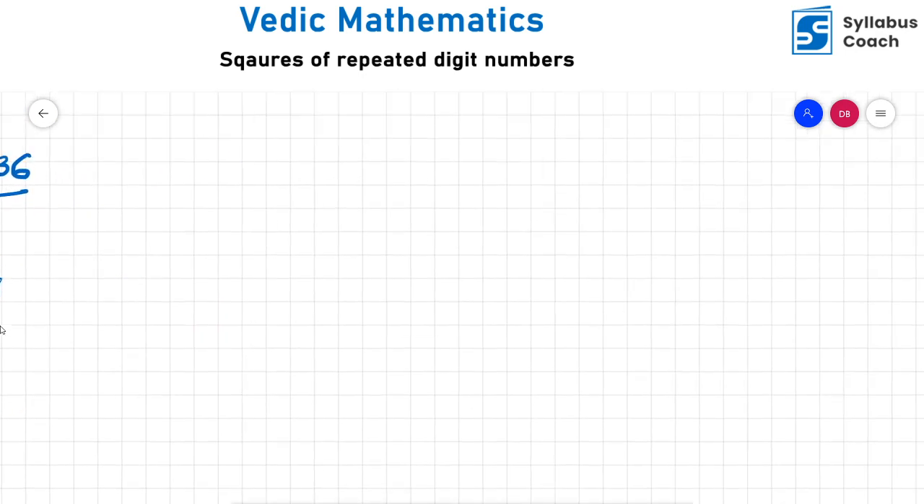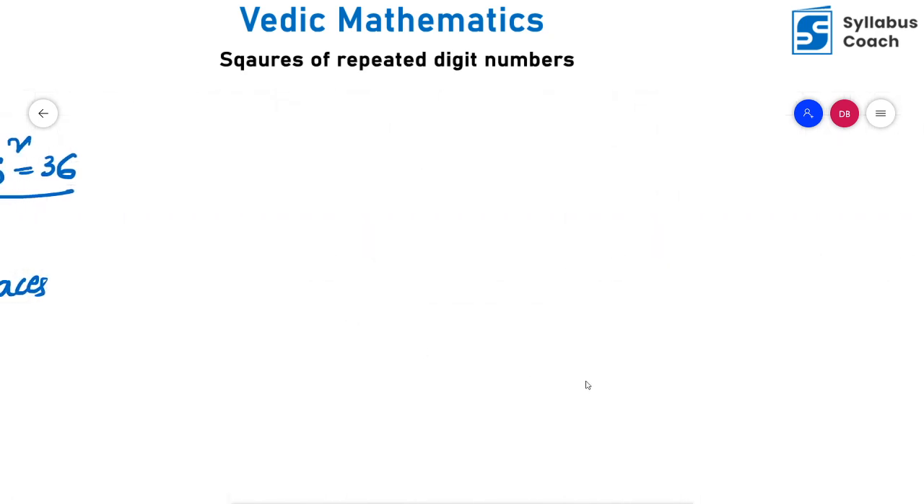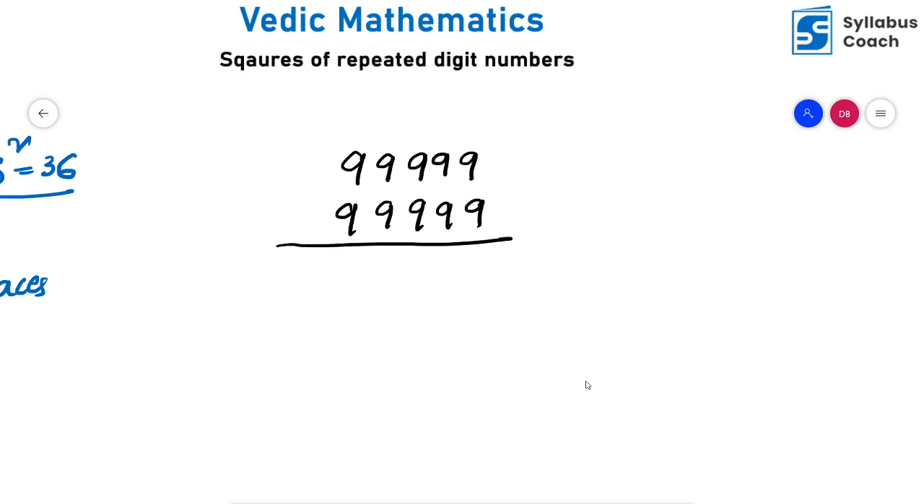Let's take a bigger example, and you'll be surprised that you're going to do this kind of calculation in less than 3 seconds. So the next question is 99999. How many digits are there, students? 5 digits. So if there are 5 digits, how many spaces should you give? 4 spaces, because it's n minus 1 spaces, isn't it?